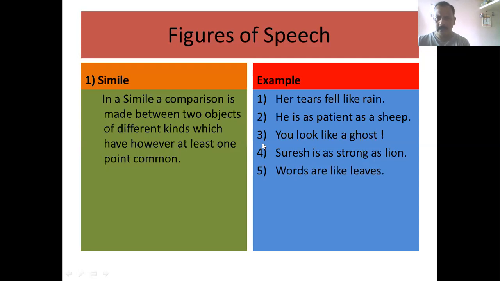So in every example you find that as or like is used there, and without like and as no comparison is shown. So it is very easy to find out the comparison between the two things with the help of like or as. And when you see like or as in the poem or in the line, at that time you have to identify it as a simile there. So this is what simile is.